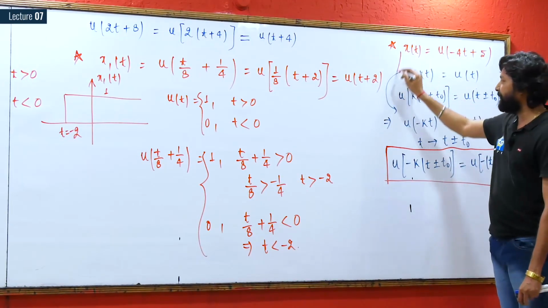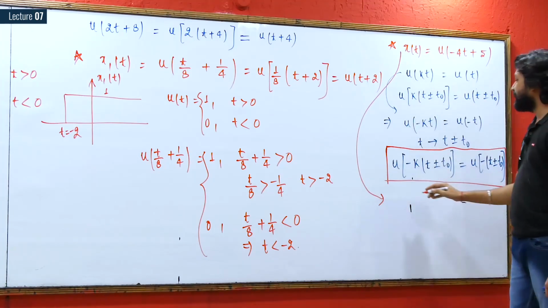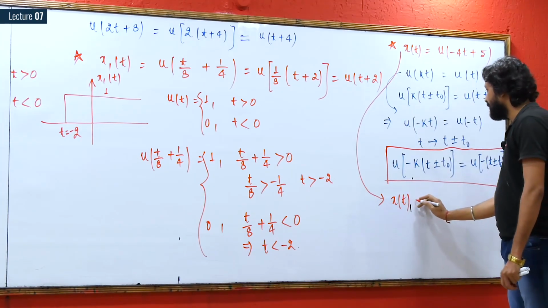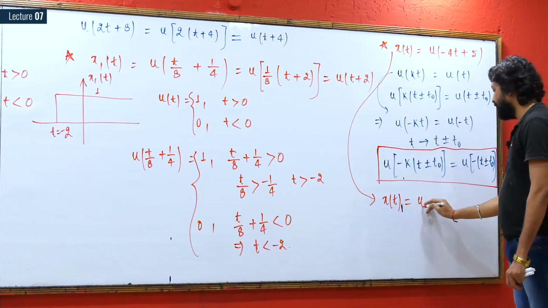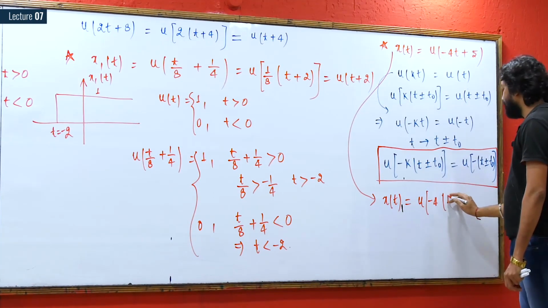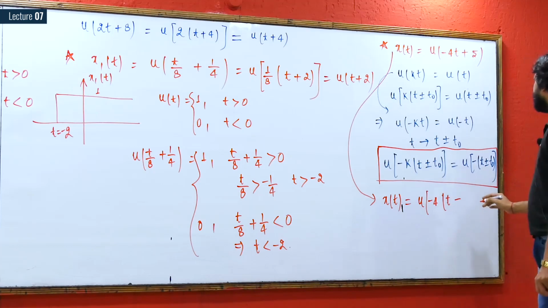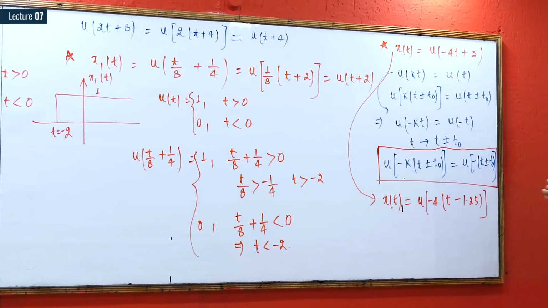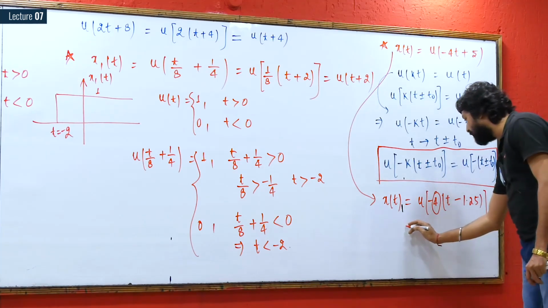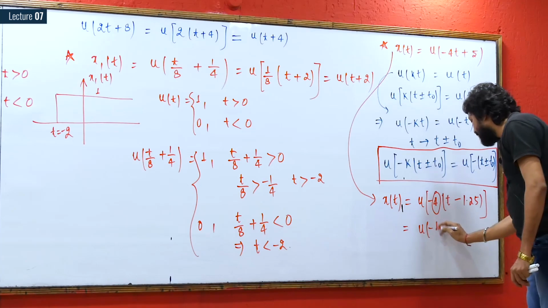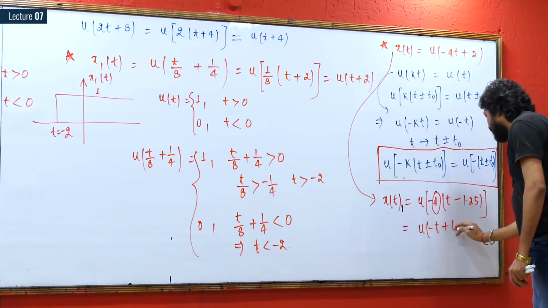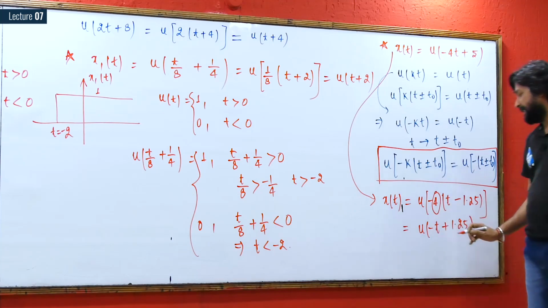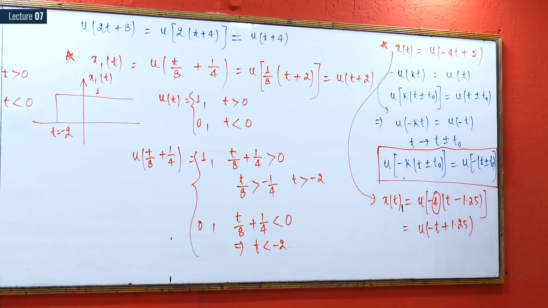Like if we apply this concept in this problem, then x of t is going to be, if you take this minus 4 common, then it will be t minus 5 by 4, that is 1.25. So now we will have to keep this negative sign, but we can discard this scaling factor, that is 4. The value that we will be obtaining is u of minus t plus 1.25. So it is now going to be simply u of minus t plus 1.25.